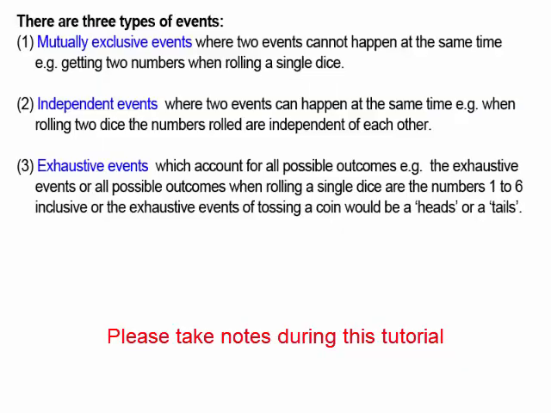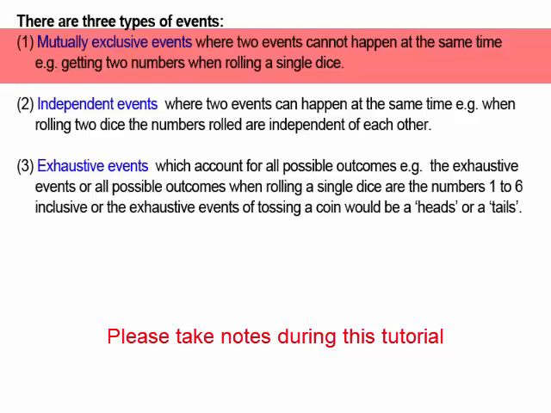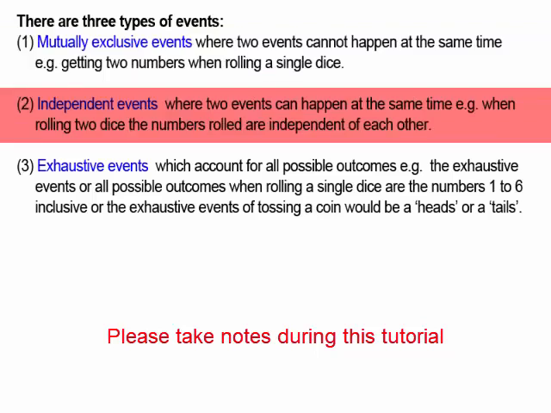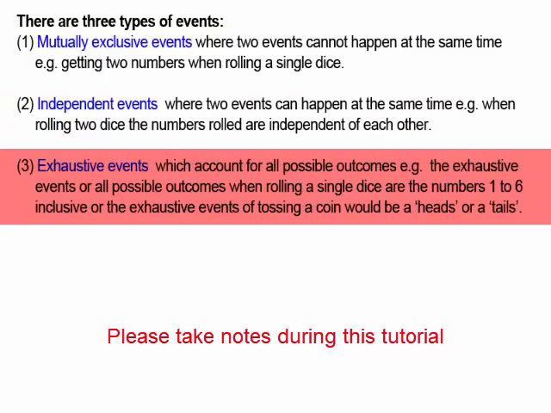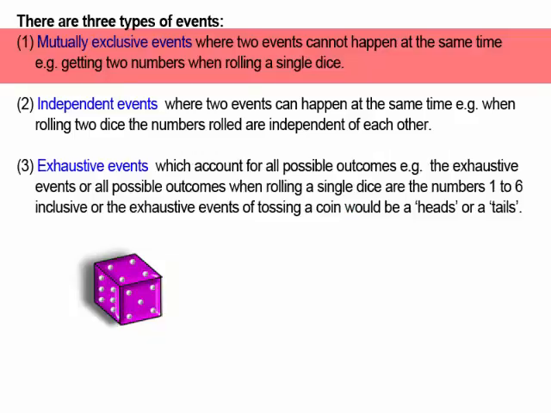An event is a term you give to the probability of something happening, and there are three types of events we should be aware of: mutually exclusive events, independent events, and exhaustive events.